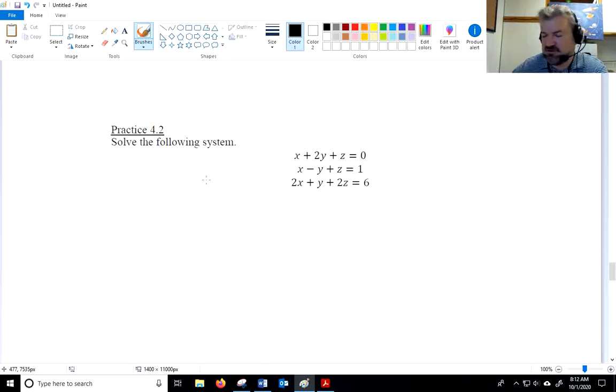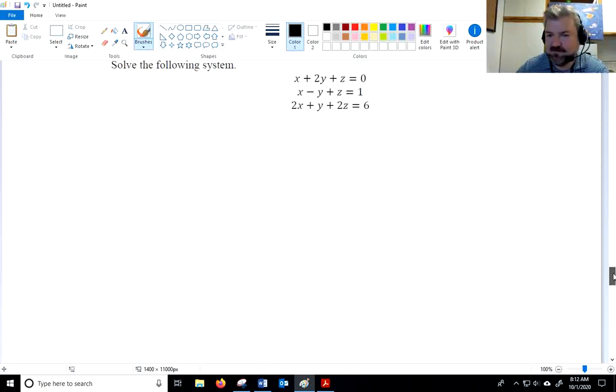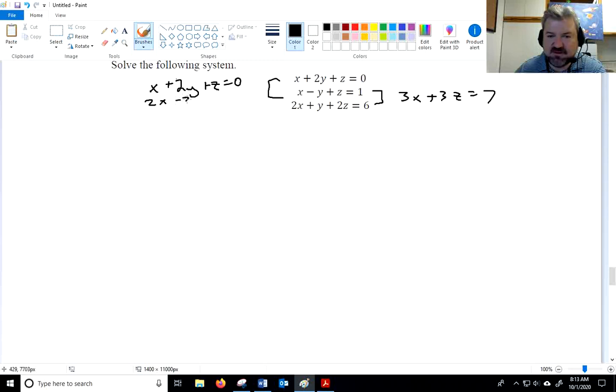All right, give it a try. All right, so on this one here, I'm going to add the bottom two equations. Again, you may have done this differently, but I'll get 3x plus 3z equals 7. Then I'm going to multiply the middle equation by 2 and add it to the top, because I like having that negative z, so that makes things easier for me. I get 2x minus 2y plus 2z equals 2. And I'll add them together, and I get 3x plus 3z is equal to 2.